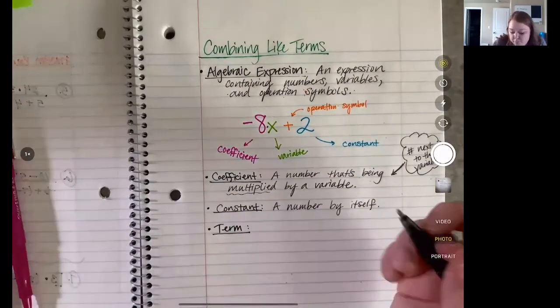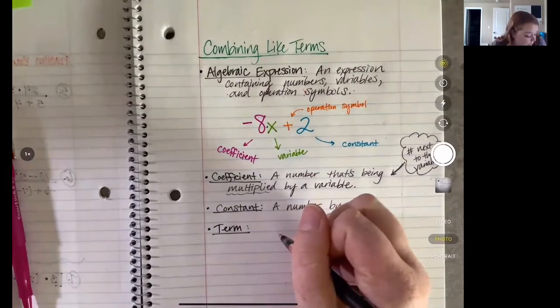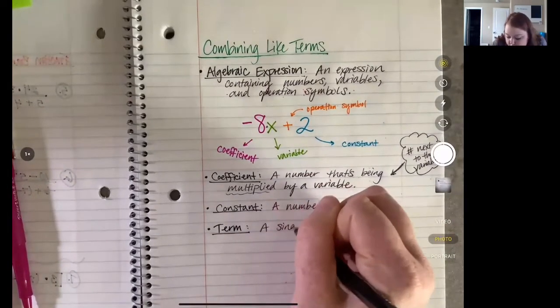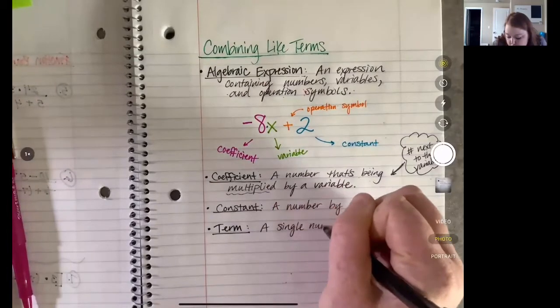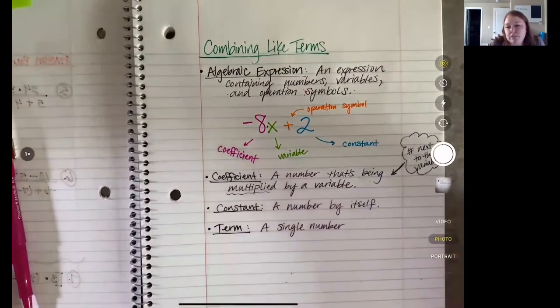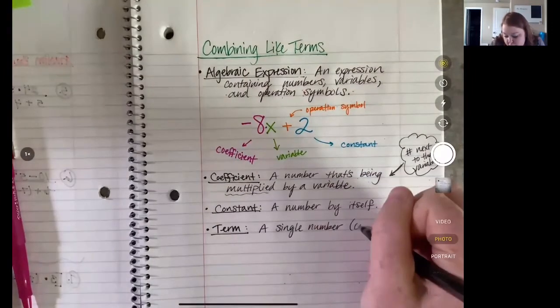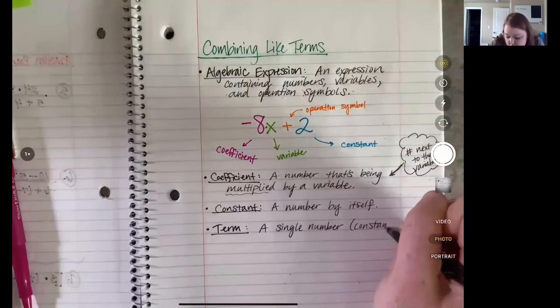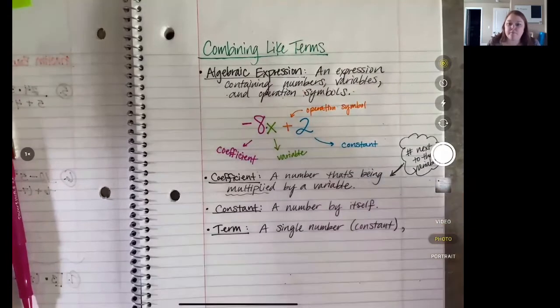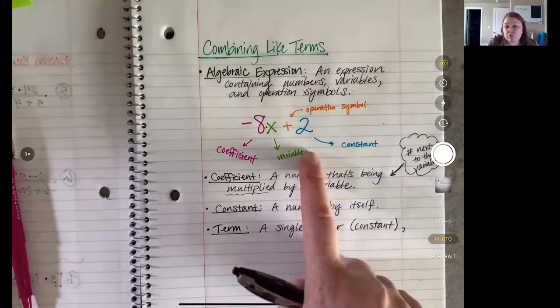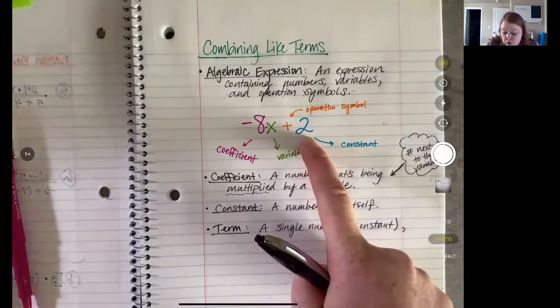So here we go. We're going to write it and then I'll explain it, okay? A term is a single number. And what I mean by single is it's a number by itself. So we could use some vocab here and say it's a constant. Okay, so a term could be a constant. Like this 2 is a term all on its own.